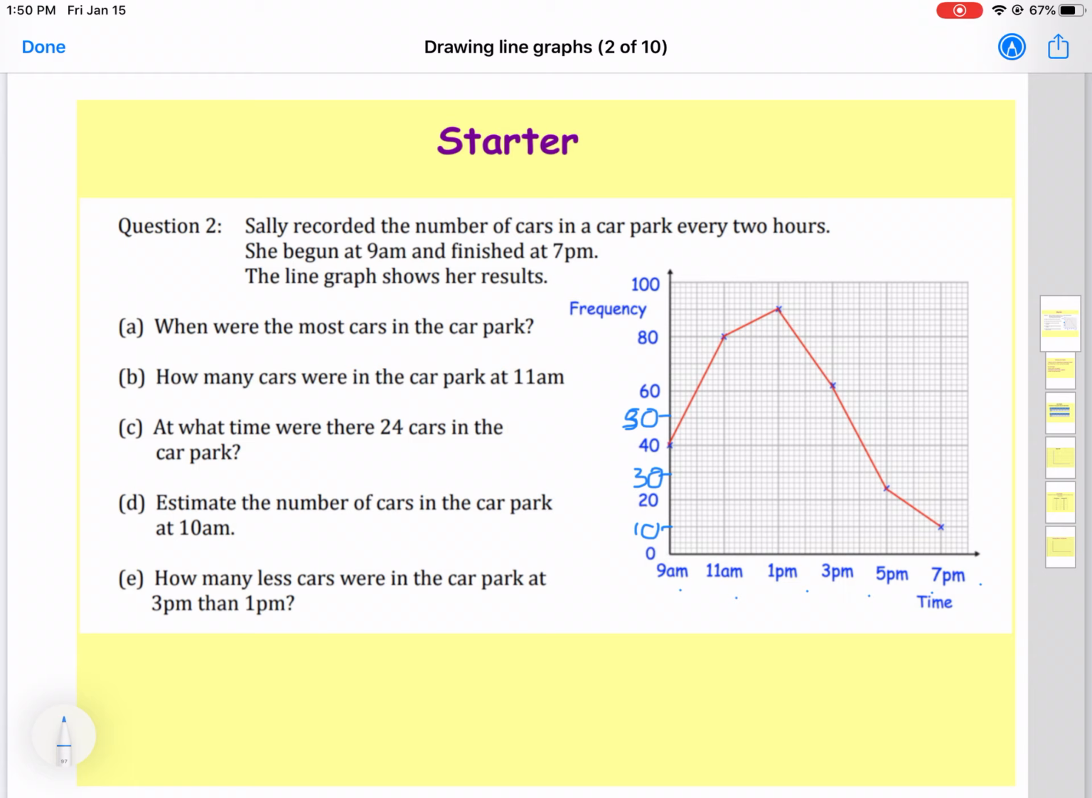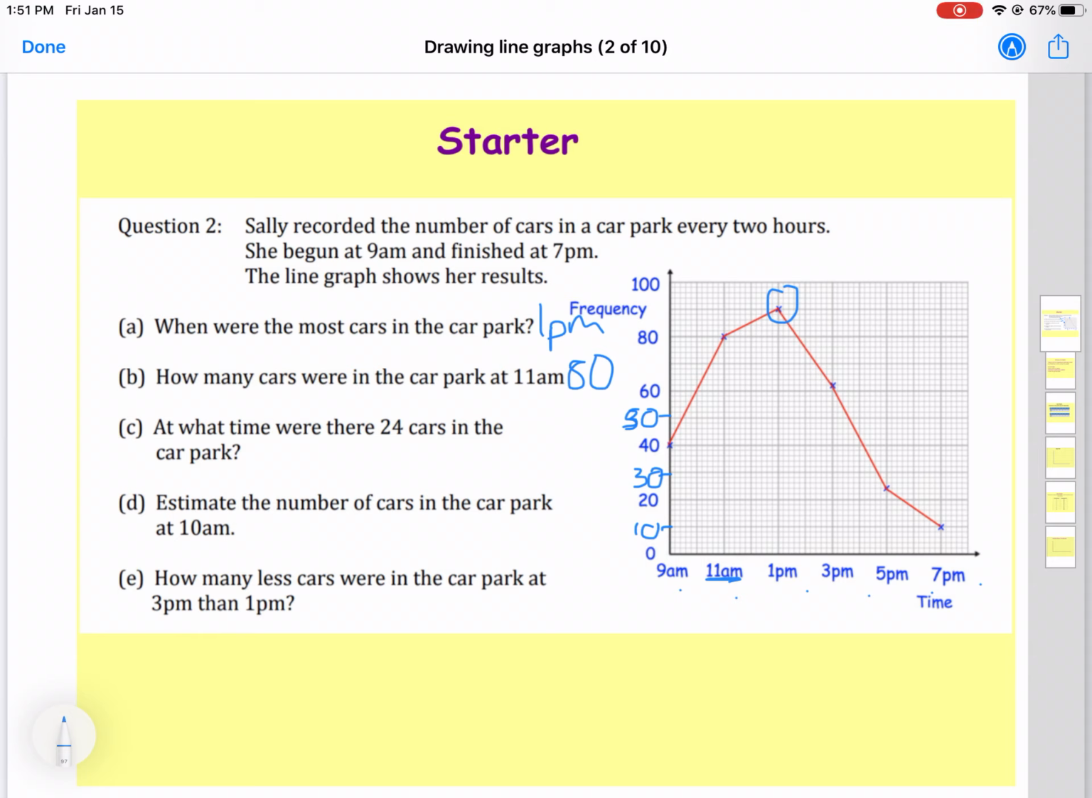So when we're looking at these questions here, when were the most cars in the car park? That's up the very top there at the peak, so that'll be 1 PM. How many cars were in the car park at 11 AM? So we go to 11 AM along the bottom, work our way up to the line, which takes us to the number 80. At what time were there 24 cars?